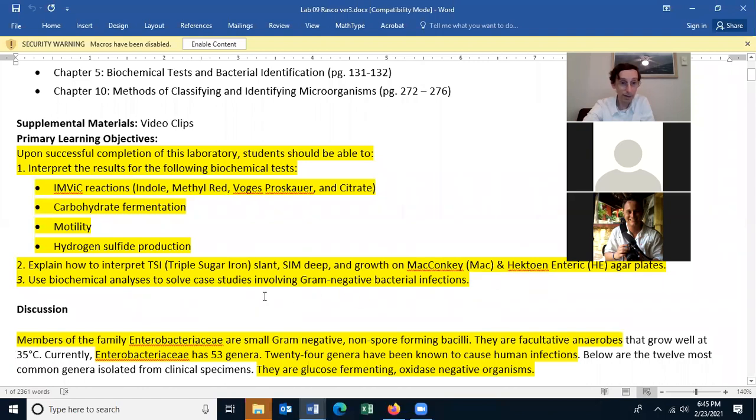And then use biochemical analysis to solve case studies involving gram-negative bacterial infections. So there's a number of case studies. We're giving you some of the tests and the gram stain. Is there anything else we give you? Maybe something else, and some information about the patient who came in with the infection. And then you're supposed to take that information and ID what species is causing the infection.